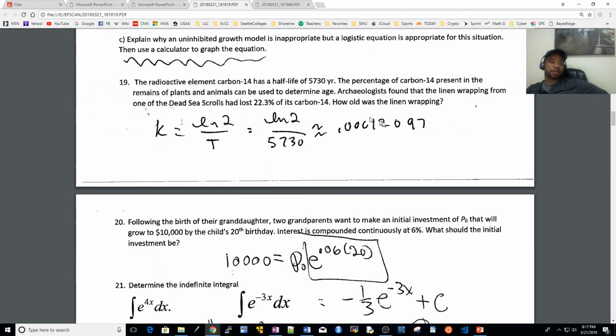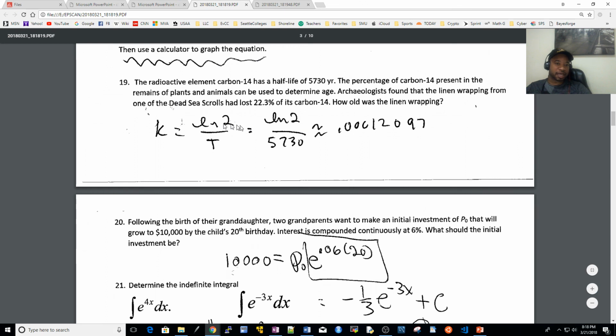Yeah, this was actually a pretty good problem. 22.3% of the Dead Sea Scrolls had already lost its carbon 14, which means 77.7% had it. And so that's what we used for our initial value. And then also the half-life here, the k is here. It was a good problem.